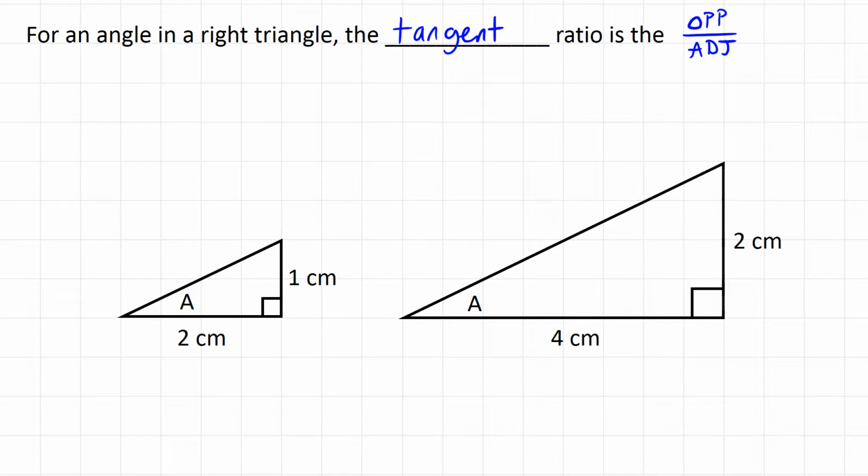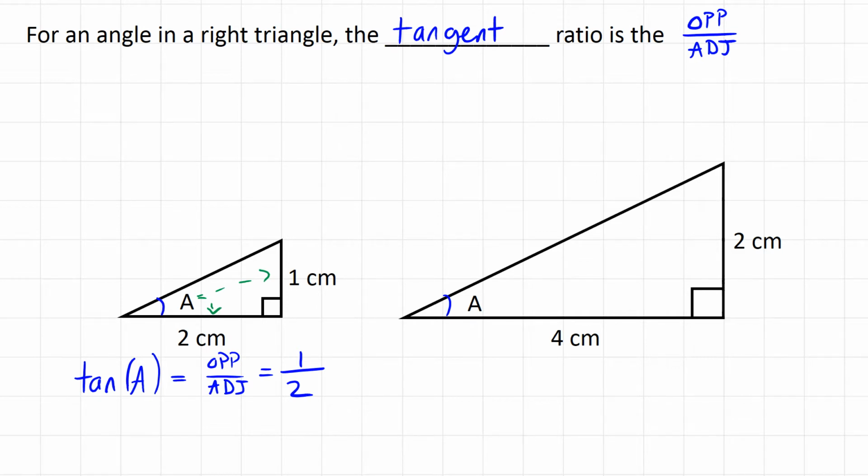Below you can see two triangles, and the one on the right is actually just 2 times bigger than the one on the left. But both have the same angle, angle A. You could get out your protractor and measure that they're the same angle. So for angle A, we can write the tangent ratio as tan of angle A is equal to the opposite side divided by the adjacent side. Well, the opposite side from angle A here is 1 centimeter, and the adjacent side is 2. So this is 1 over 2.